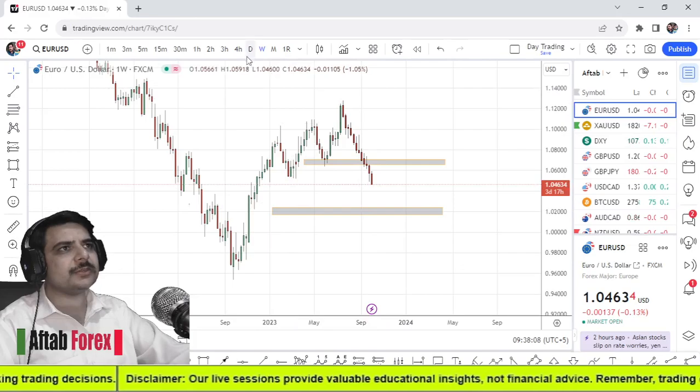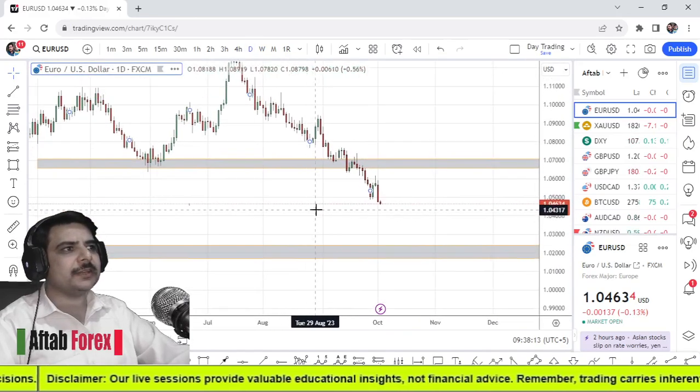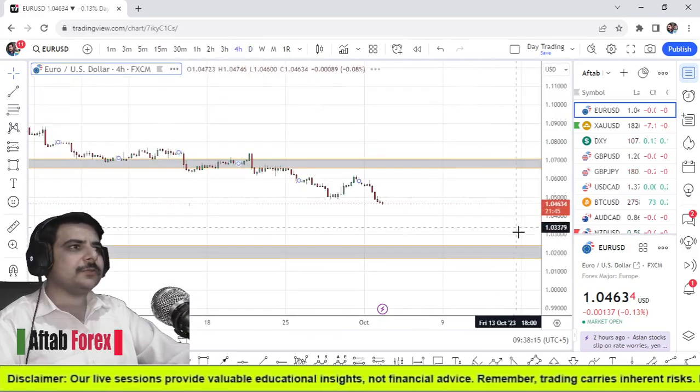Resistance, support. What's next? Daily time frame. On the daily it just keeps dropping. So okay, on the H4 what is going on?